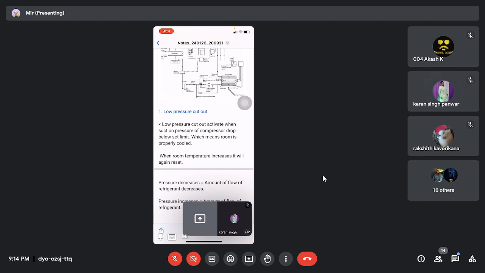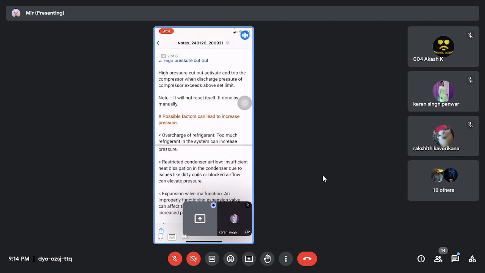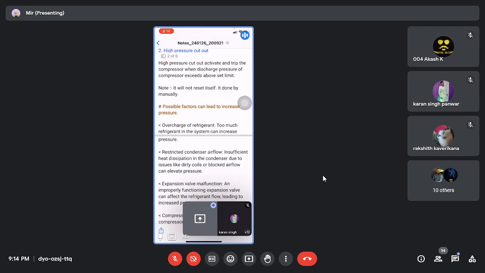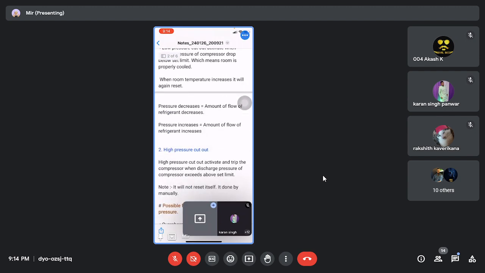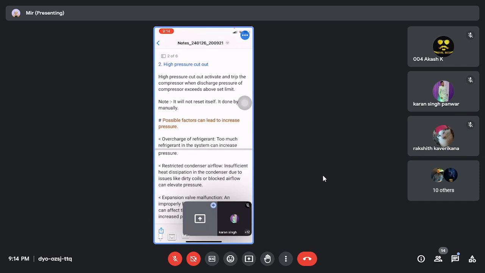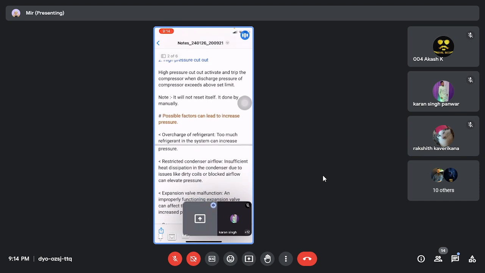Okay. So next is the high pressure cutout. So why does a high pressure cutout happen? The simple answer is that the high pressure cutout activates or trips the compressor when the discharge pressure of the compressor exceeds the set limit. So, a very simple definition. The noting point is that it will not reset itself. It is done manually. In the low pressure cutout it resets itself, but here it will not reset itself. It will be done manually.